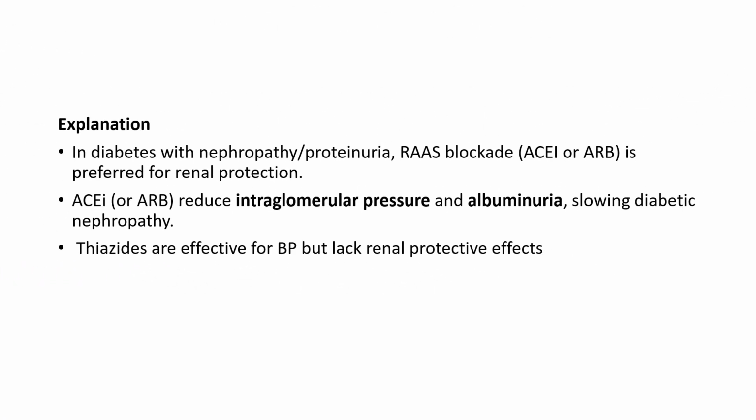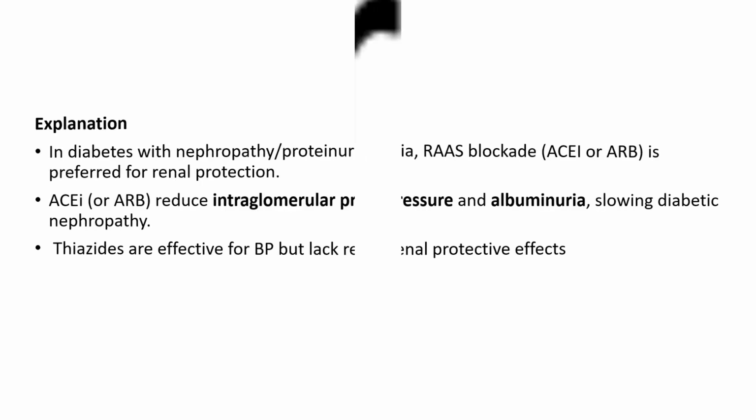In diabetes with nephropathy or proteinuria, the best drug is angiotensin converting enzyme inhibitors or the angiotensin receptor blockers. They reduce intraglomerular pressure, decrease albuminuria, and slow nephropathy progression. Thiazides lower blood pressure but do not protect the kidneys. Alpha blockers and non-dihydropyridine calcium channel blockers are not first line in this setting.